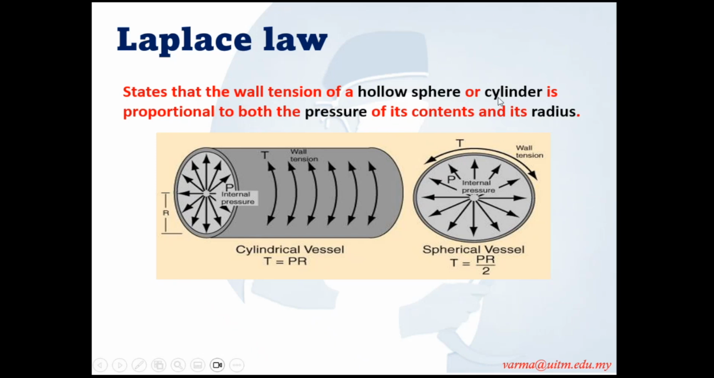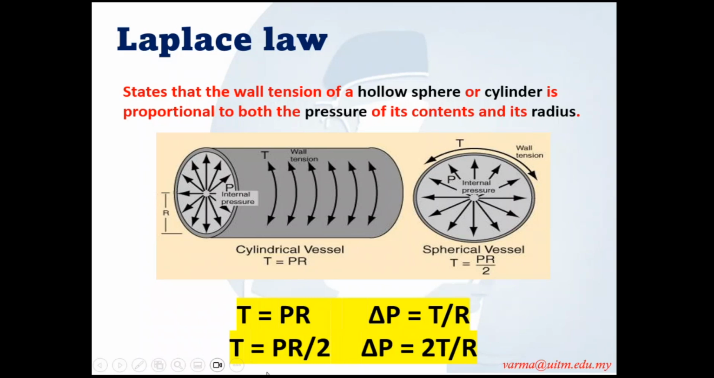So how do we calculate pressure from here? T is PR. If you want to calculate the pressure, you just rearrange. So the pressure will be equivalent to tension divided by radius. This is for cylindrical. For a spherical organ like your heart chamber, it will be 2T over R.